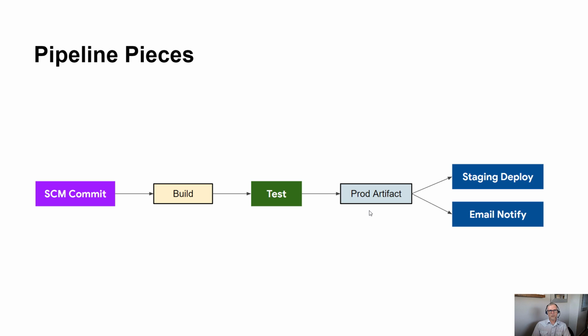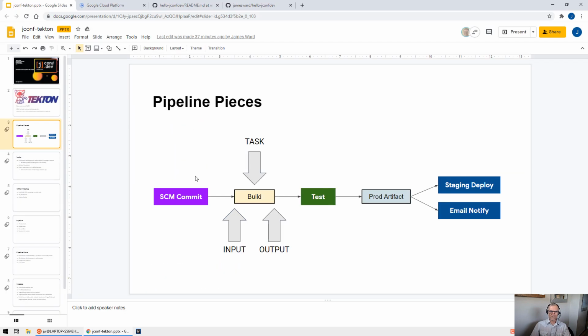There are some primitives that we'll be going through that Tekton uses to build these types of pipelines. So first, we have tasks. A task is one piece of a pipeline, and a task has an input and an output, optionally on both of those. And so you can chain together tasks to create a pipeline. Let's take an example of this.